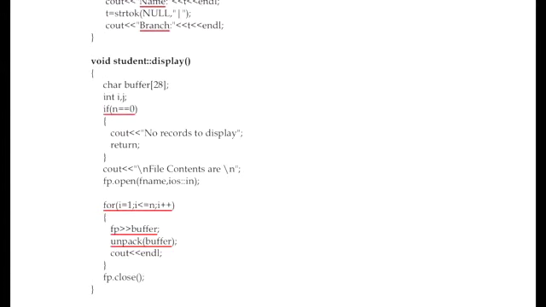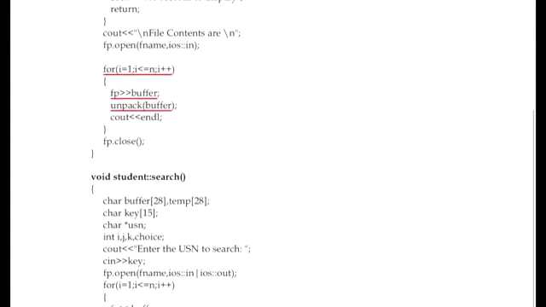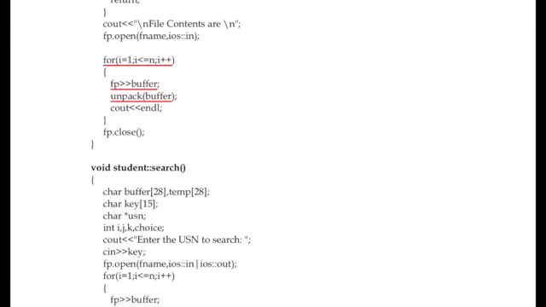Then the last option is to search and modify. We can search the record based on the USN, and if you want to modify any contents, you can do it. Coming to the search function, we have two arrays: one is buffer, another one is a temporary variable. We are reading the key which has to be searched, that is the USN to be searched. We are opening the file in both read mode as well as write mode, since we are modifying the file also.